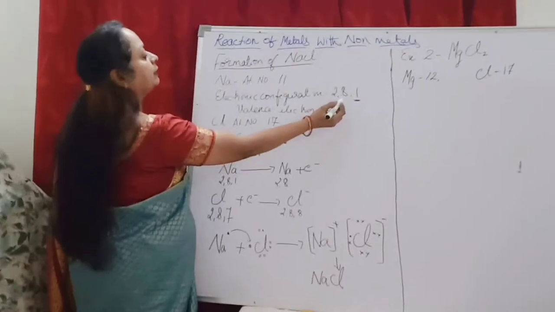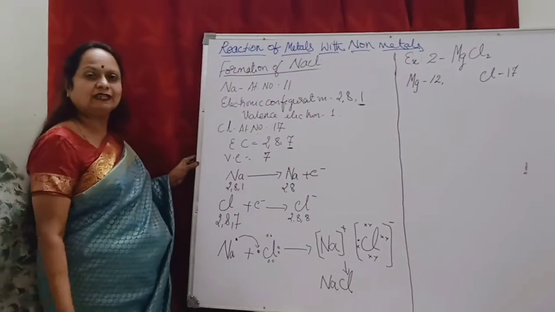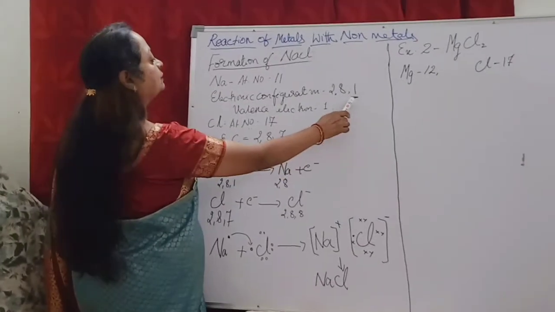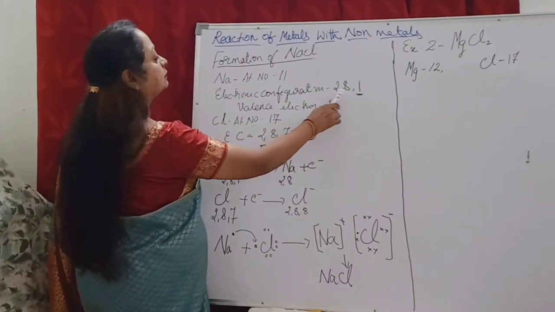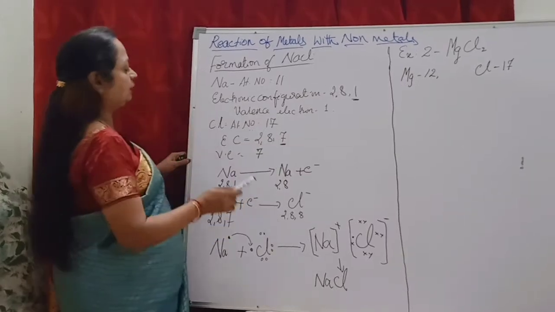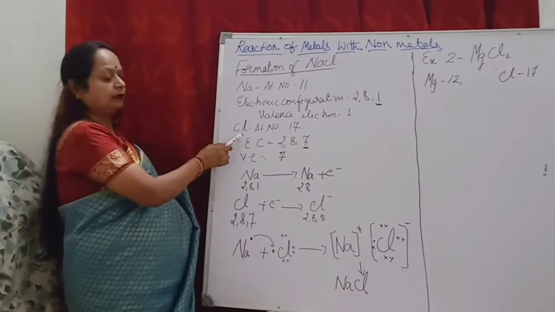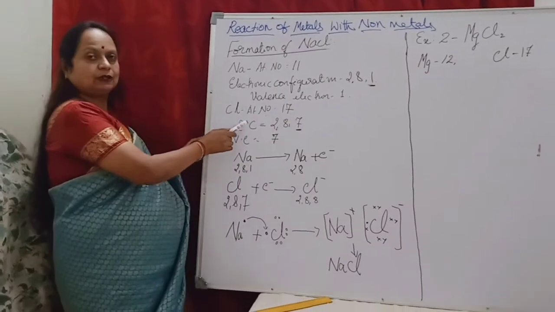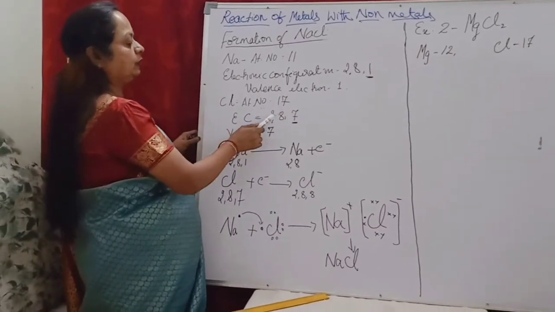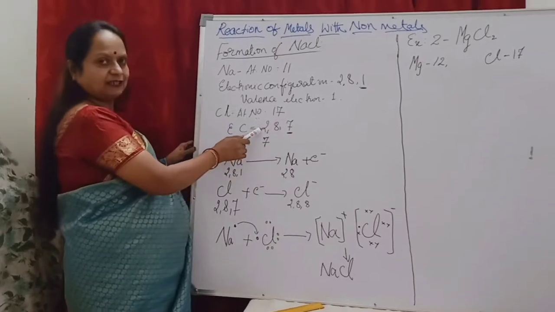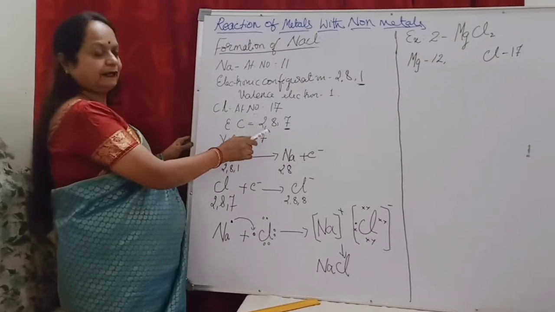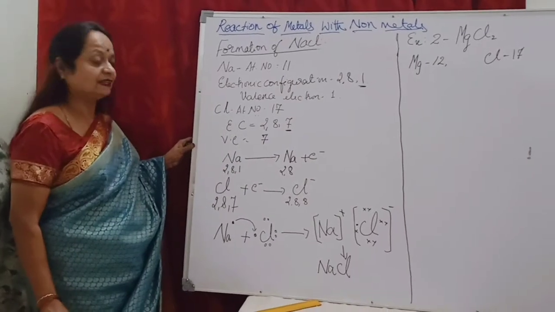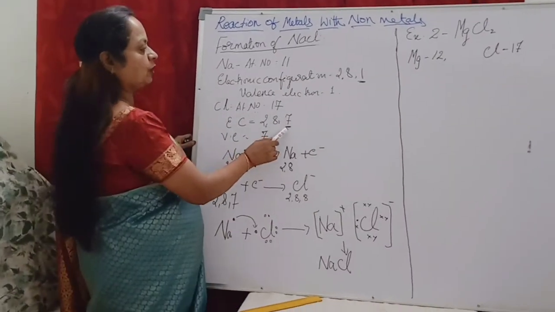How does this sodium become octet? What is octet? 8 electrons. How? By losing 1 electron. Now, a non-metal, chlorine. What is the atomic number of chlorine? 17. What is the electronic configuration? 2, 8, 7. First shell 2, second shell 8, third shell 7. What is the valence electron? 7. How does it become octet?